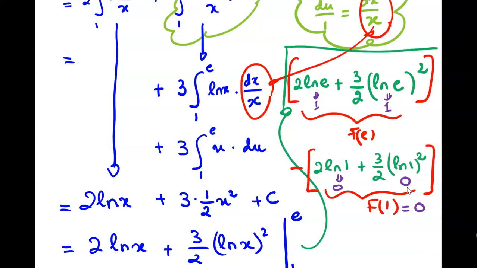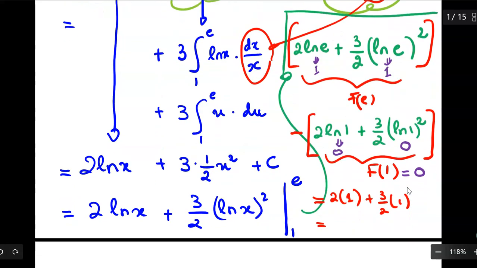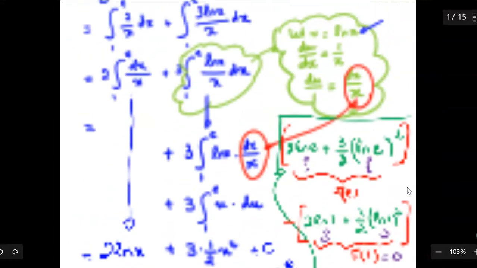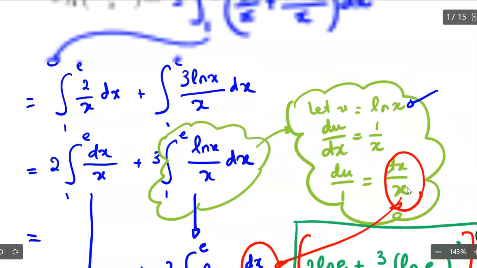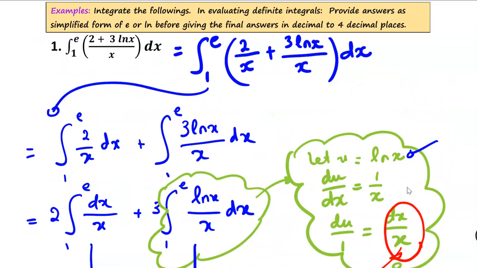Therefore, what I have next is 2 times 1 plus 3 over 2 times 1. So in this case, I should have 2 plus 3 over 2. So the final answer is 7 over 2. So one question, but we have to apply quite a few methods here in order to integrate.